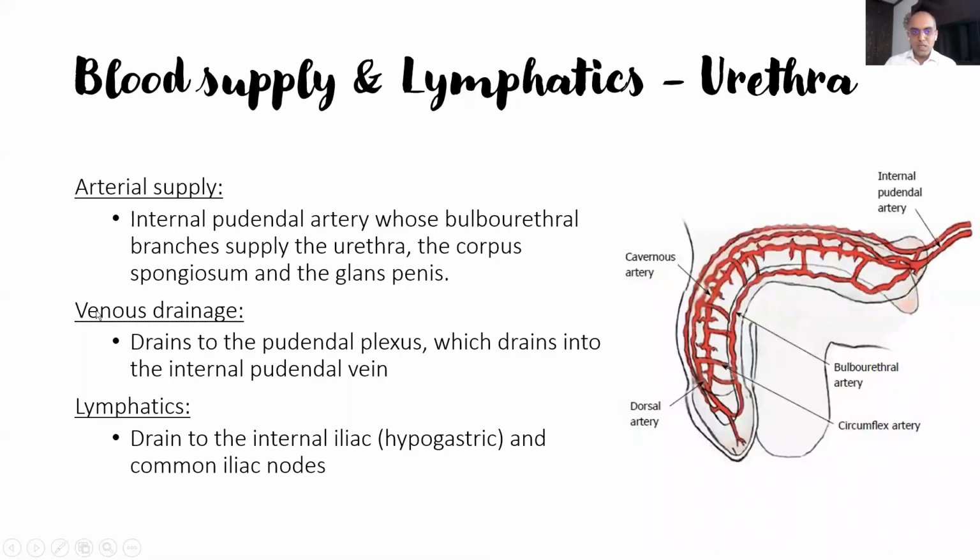Coming to the urethra, the arterial supply is mainly from the internal pudendal artery, the bulbourethral branch of the internal pudendal artery, and the venous drainage is from the pudendal plexus, which drains into the internal pudendal vein. The lymphatic drainage is into the internal iliac nodes and the common iliac nodes.